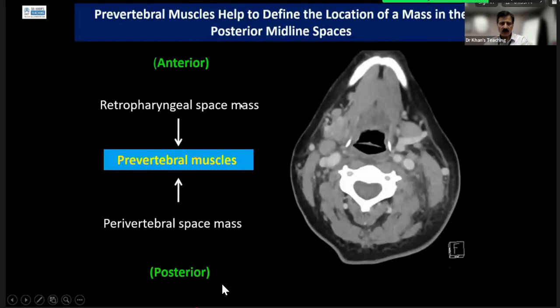Now, this is the principle. How do you conclude that the mass is in the retropharyngeal space? The mass can be an abscess also. You have to look at the prevertebral muscle. So this is the prevertebral muscle, and if it is in the retropharyngeal space, it will be anterior to that. That is the principle.